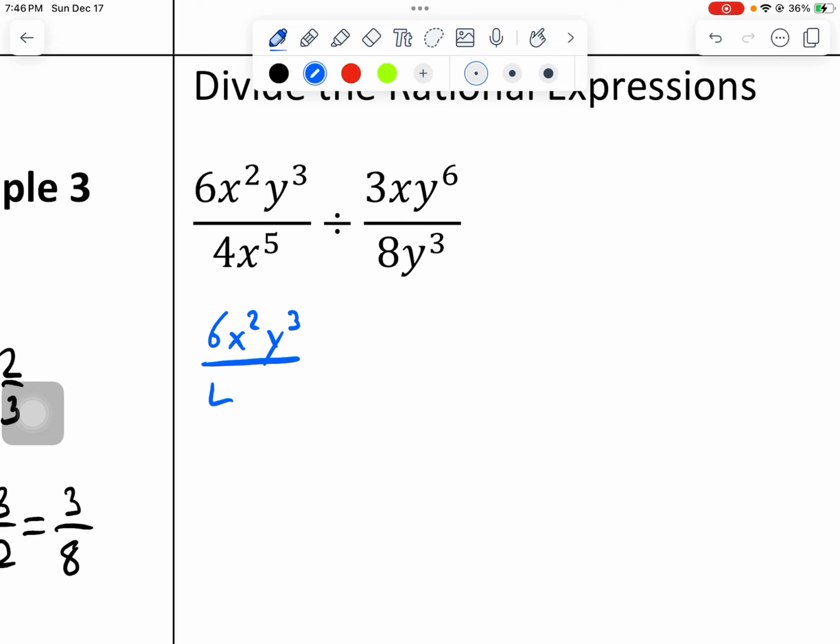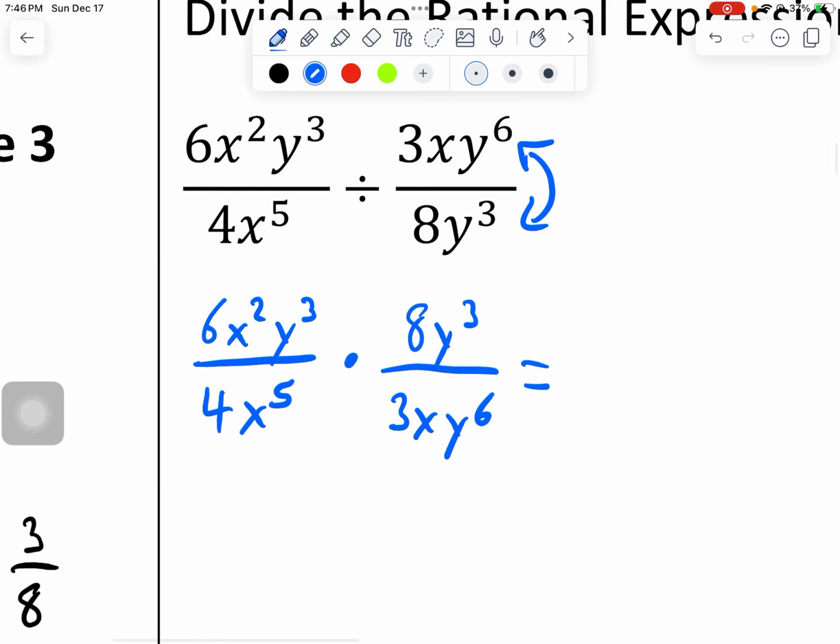Rewrite that a little nicer. 4x to the fifth. And now I'm just going to switch these two. And I want to change this to multiplication. So 8y to the third goes to the top. 3xy to the sixth. Okay. Now, I'm going to show you an alternative option for reducing specifically with the numbers. The variables, I would just combine those.